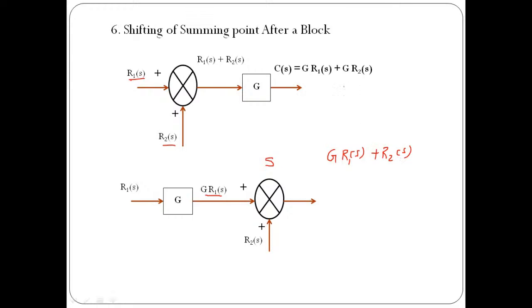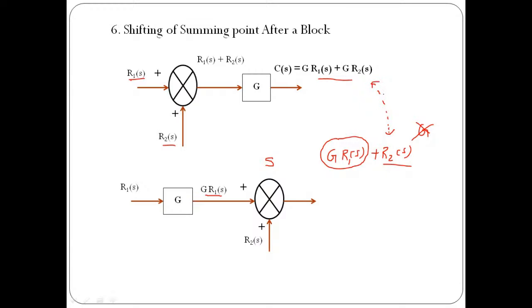Now if you compare with the output in the previous case, G into R1 of S is available here. Now we need to get G into R2 of S, but here we are only getting R2 of S. So G is missing. What do we need to do? Here we need to add a block of gain exactly equal to G, so that we have the same output in both cases.